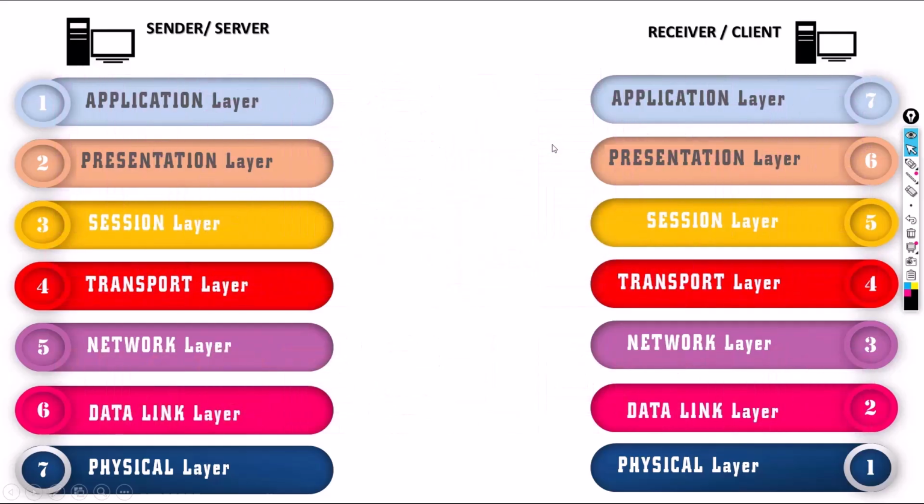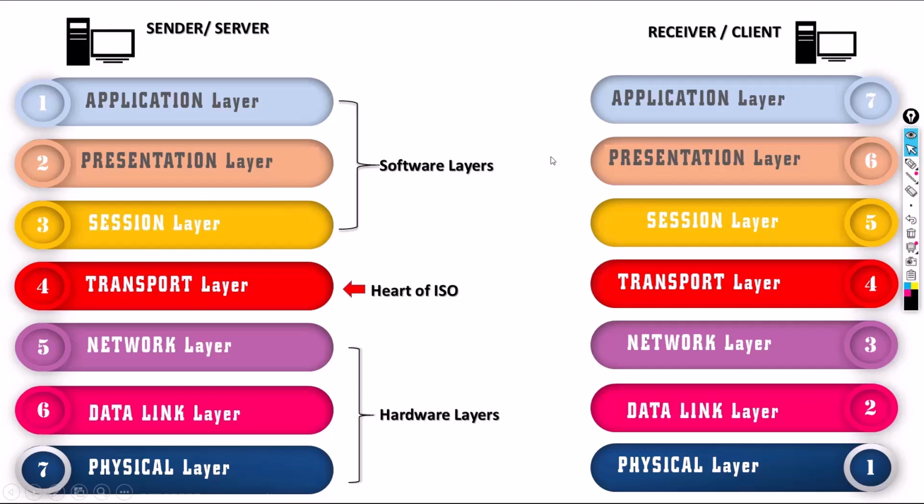And the top three layers in the OSI model are called software layers, that is the application layer, presentation layer, and session layer. The transport layer is the heart of ISO, and the bottom three layers, network, data link, and physical layers, are called hardware layers. And why they are called software layers, hardware layers, and the heart of ISO, you will know when you learn about each of these layers individually.